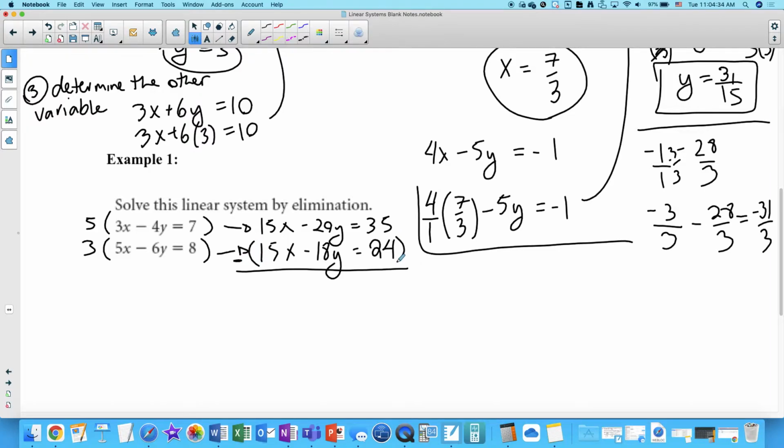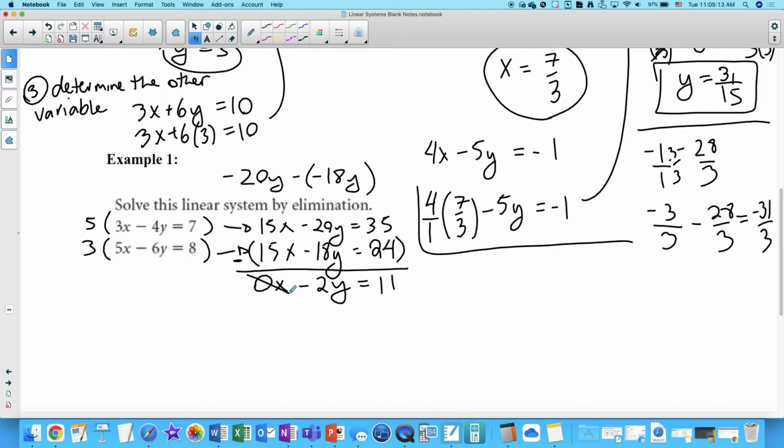Okay, so 15x minus 15x is 0x. Negative 20y minus negative 18y. What happens there? It becomes a positive, yeah, exactly. And some people like to write that out, like negative 20y minus negative 18y. So this turns into a plus. So negative 20y plus 18y is negative 2y. And then 35 minus 24 is 11. Okay, and then this is gone.